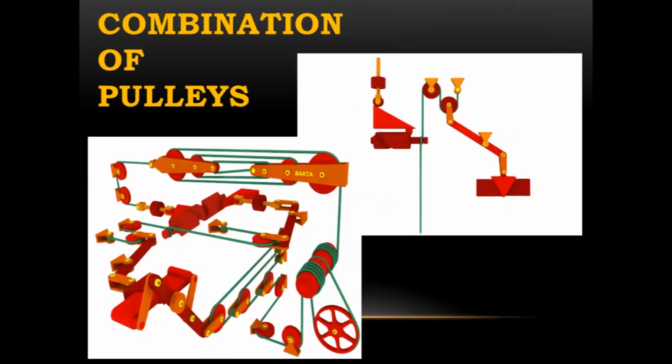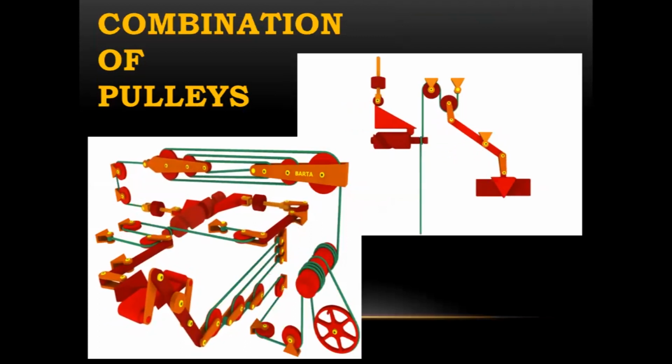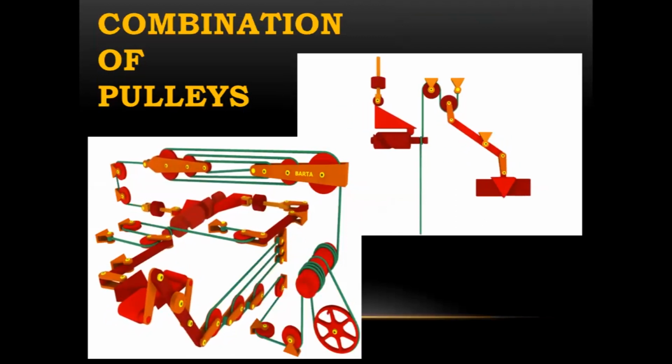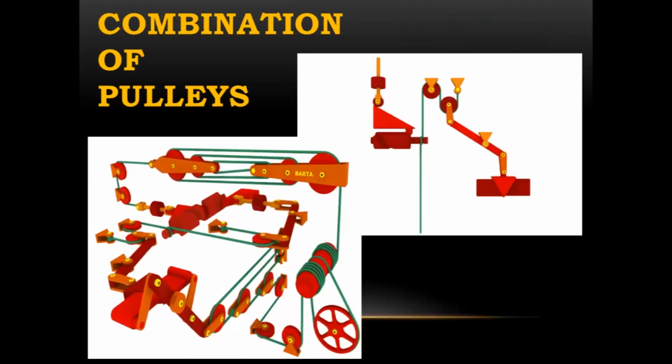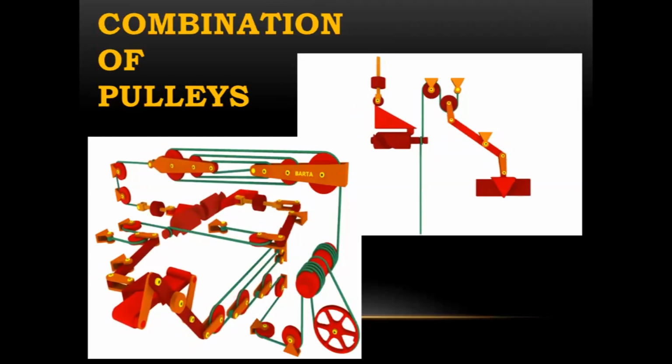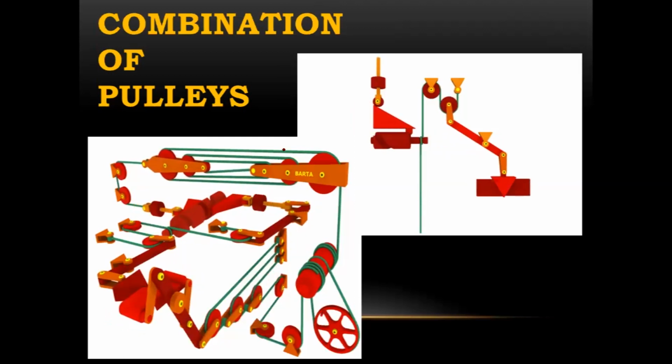The other way of using a pulley is by combining them. We saw that there are two types of pulley, fixed pulley and movable pulley. And there is another way by which these pulleys can be used, simply by combining them. As you can see here, you have a number of fixed pulleys fixed together. Here you have a fixed pulley and a movable pulley together. So you can combine fixed pulleys and movable pulleys, or just fixed pulleys or just movable pulleys, and you can construct a combination of pulleys.